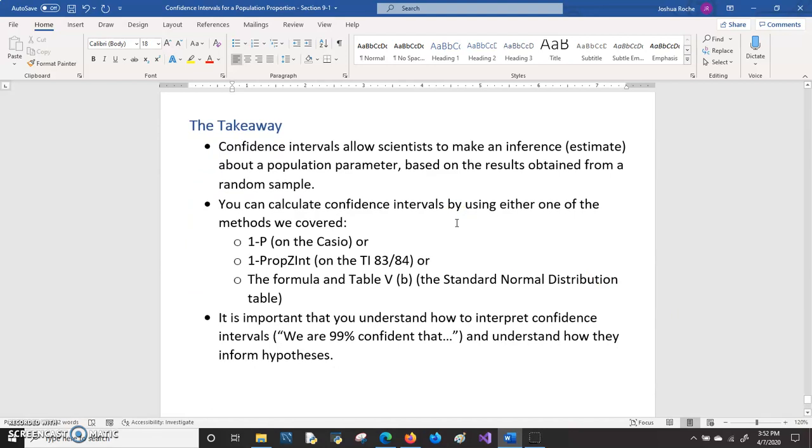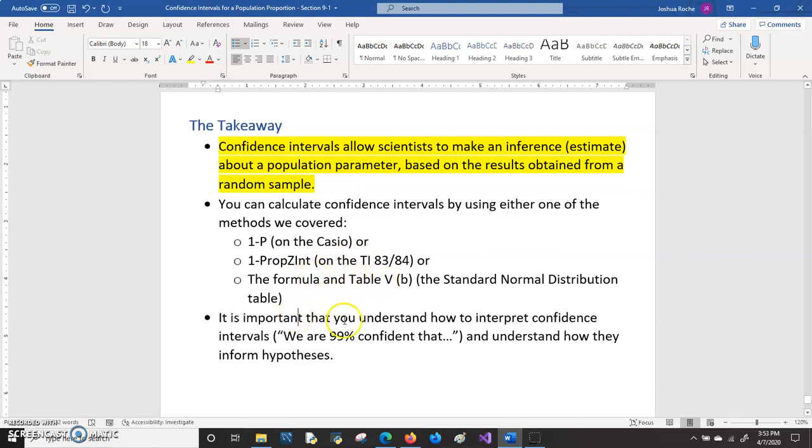So before concluding this section, there are a few reminders that I think are good to go over. One is that confidence intervals allow scientists to make an inference or an estimate about a population parameter based on the results obtained from a random sample. So keep that in mind. This is just an overview of what they are and how they're used. Another takeaway is that you can calculate confidence intervals by using either one of the methods that we covered, either on the Casio or the TI calculator or using a formula.